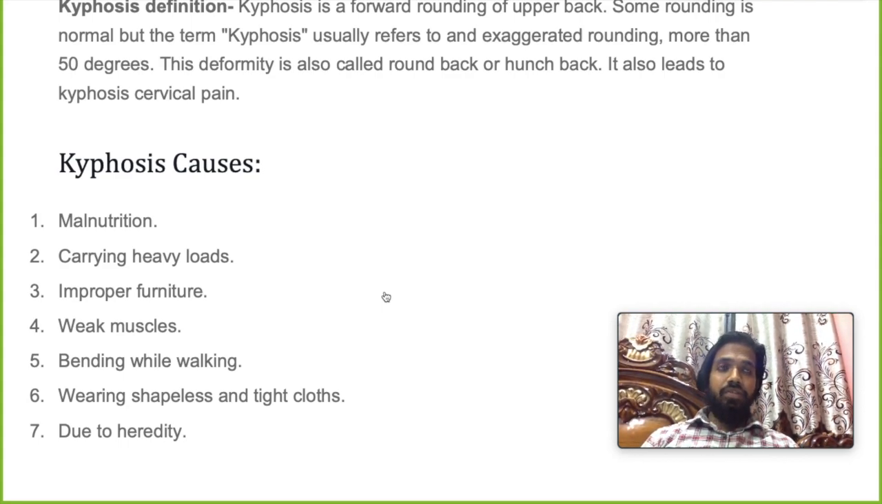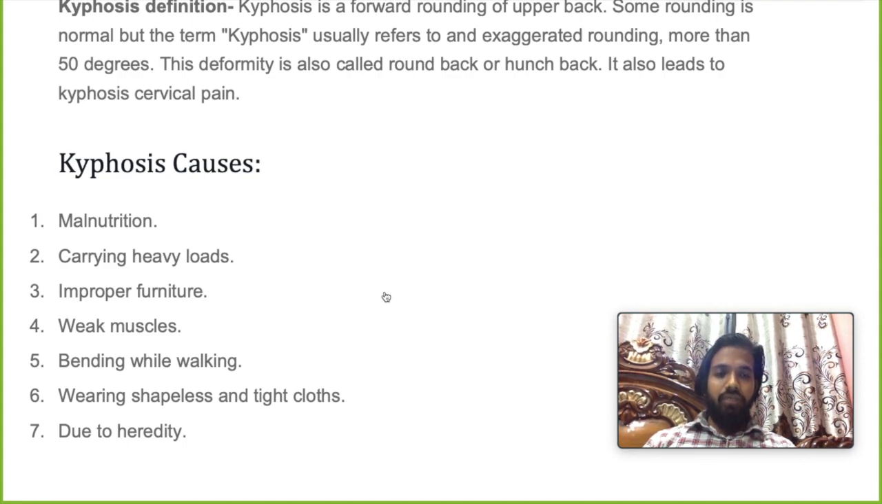Carrying heavy loads. This particular postural deformity is very common in factory workers or workers in a construction site, because every now and then they are lifting heavy weights, and in the long term it's affecting their posture. Improper furniture, one of the common reasons by which you can have both lordosis and kyphosis. Weak muscles, another one of the common reasons. Bending while walking, if you're bending forward while walking, it will lead you to kyphosis.